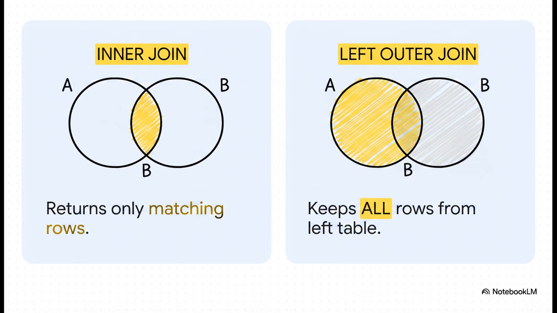A left outer join, though, is totally different. It says, hey, start with the table on the left, in this case, employee, and give me every single row from it, no exceptions. Then, go and try to find a matching department. If you find one, great, put it in. If you don't find one, that's fine too. Just put null in the department columns for that row.